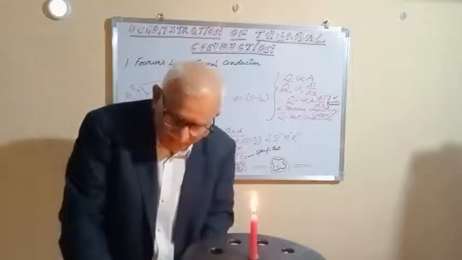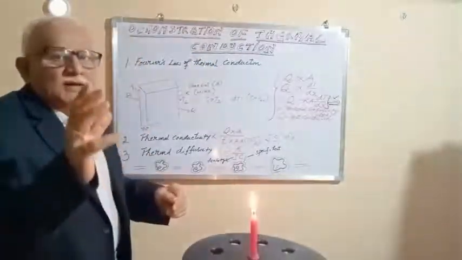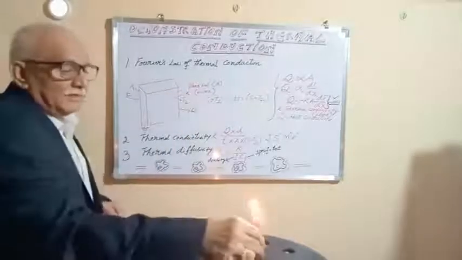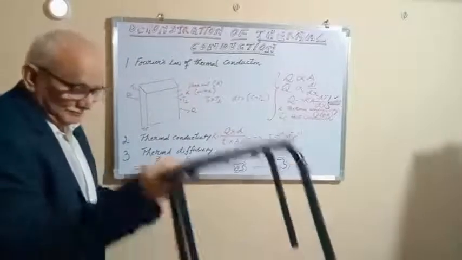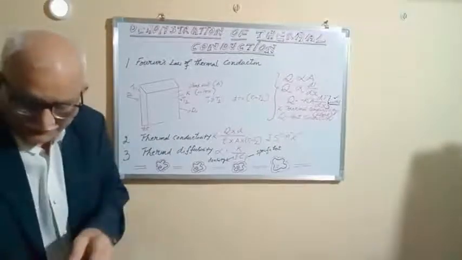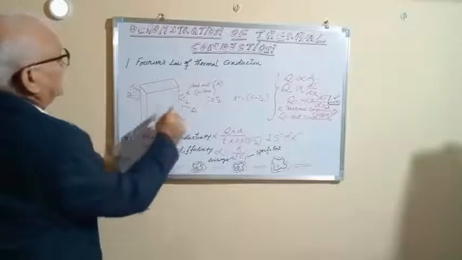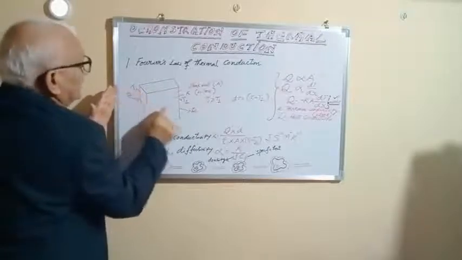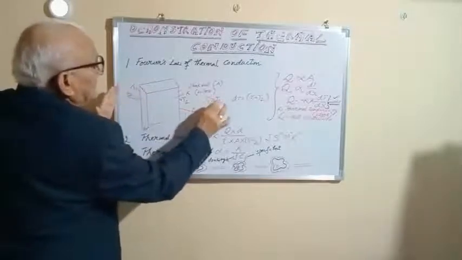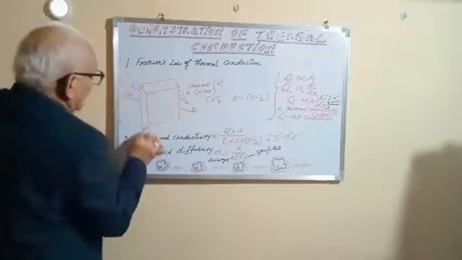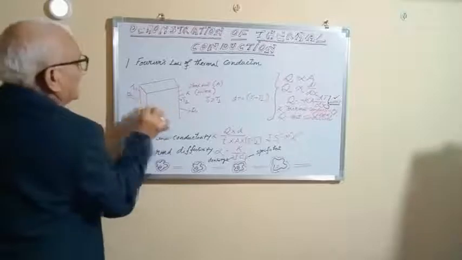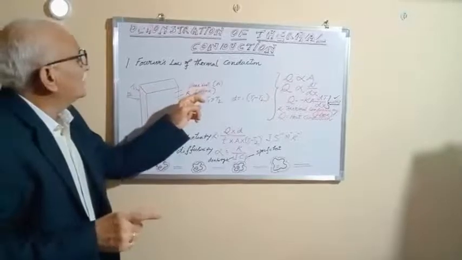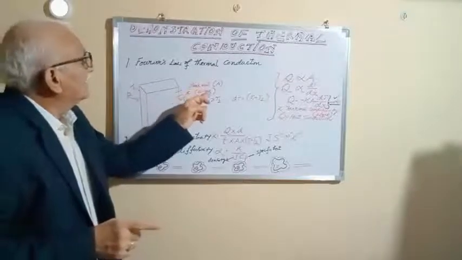Now, as far as Fourier's law of heat conduction Q is concerned, presume that this is a plane surface. A plane wall A. Temperature on one side T1, the other side is T2. T1 is greater than T2. dx is the thickness. Q is the energy. Now K is the thermal conductivity, watts per meter per degree Kelvin.